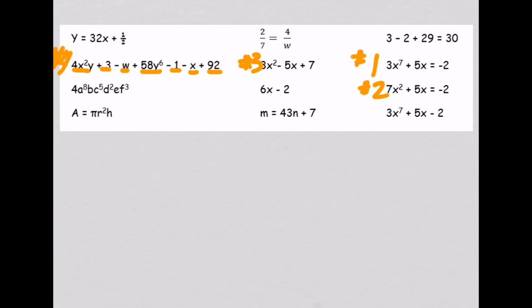Now, on number 5, your paper might look slightly different than mine because I made a tiny little mistake. Number 5 is a trinomial with a constant that is negative, and yours might have a plus sign.